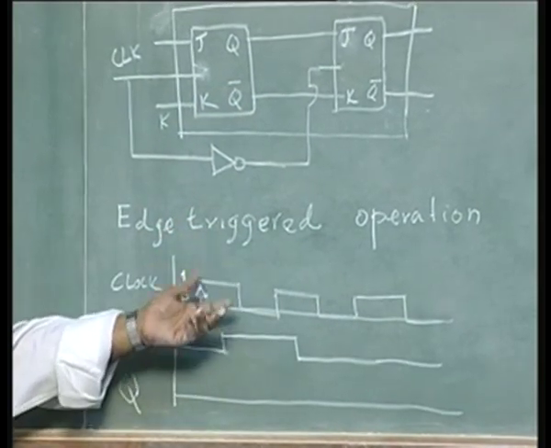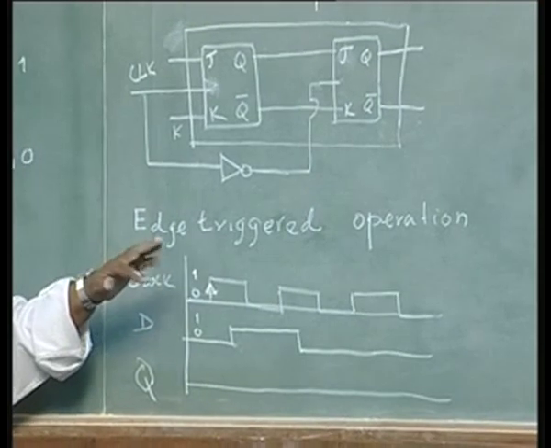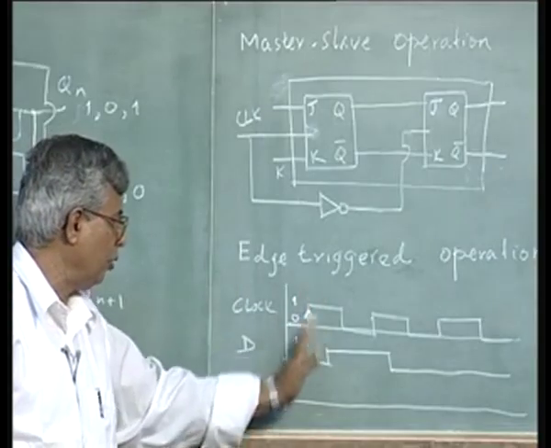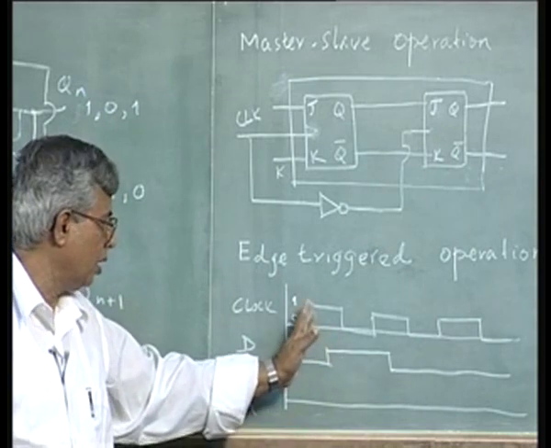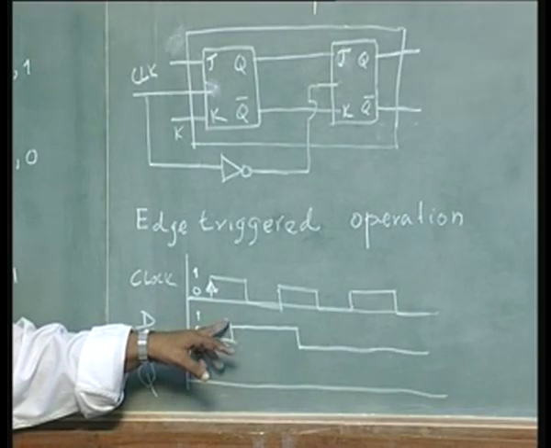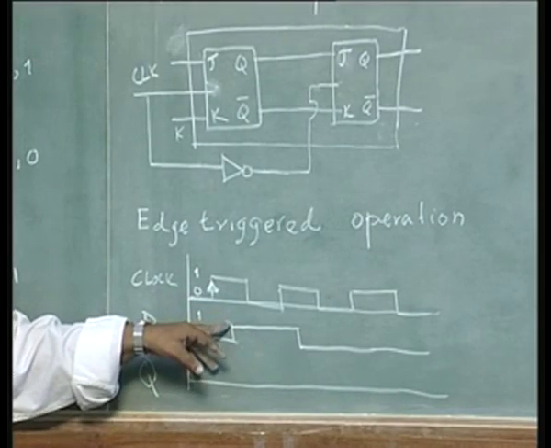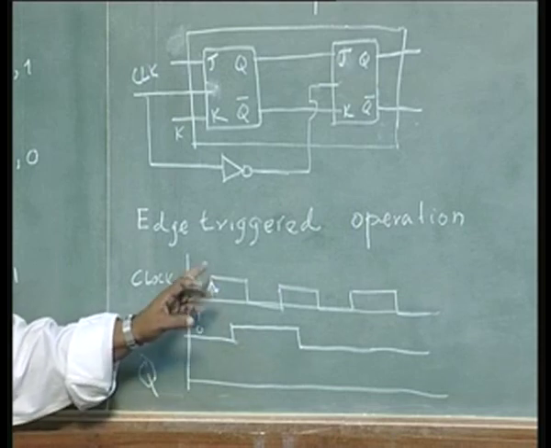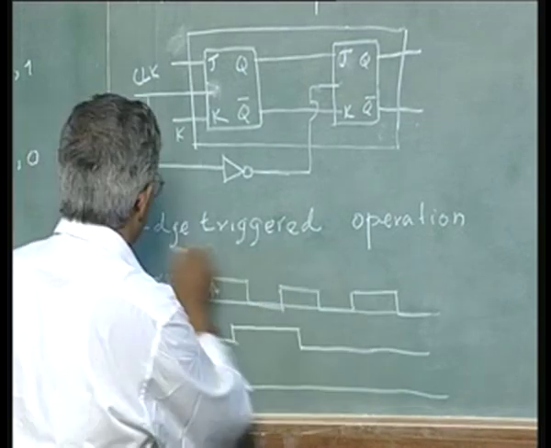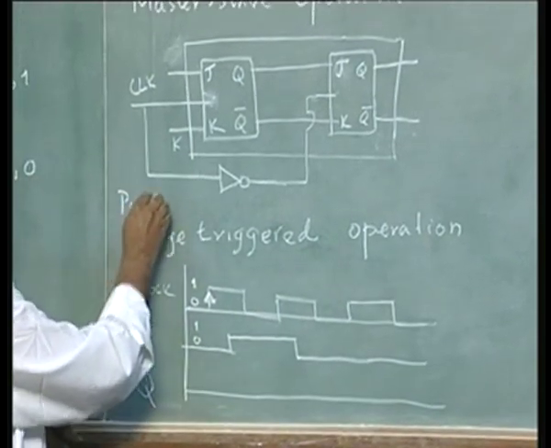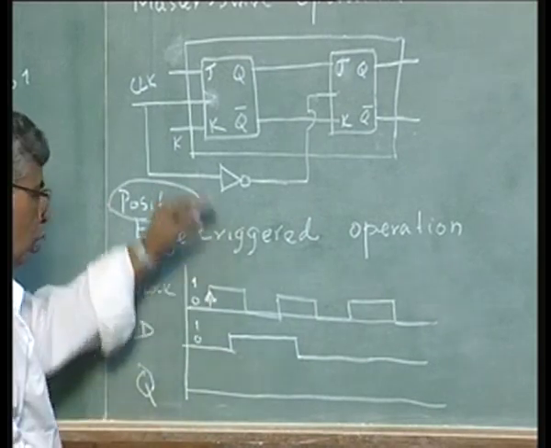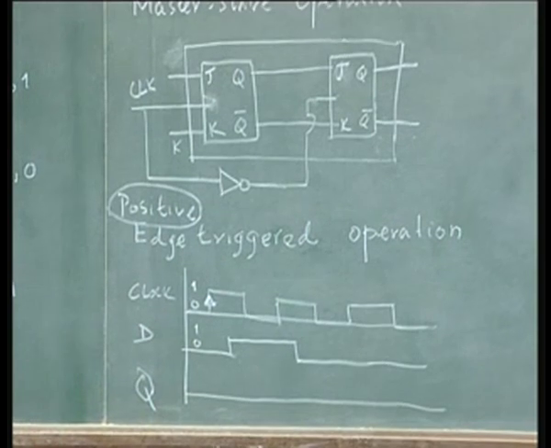Output of the flip flop will change based on the input, that is sure. But when will it happen? Only when the clock transition occurs from 0 to 1. Rest of the time, even though the input may change, the flip flop will not recognize the change in the input. It will recognize the change in input only when the clock transition occurs from 0 to 1. This is called positive edge triggering. Why positive? Because it is going from 0 to 1. Clock edge going from 0 to 1 is called positive edge.